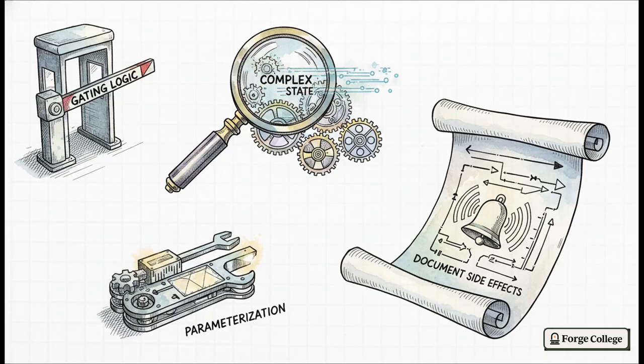3. Document all side effects clearly. If a modifier does have to change state for some reason, scream it from the rooftops in your comments. And 4, parameterize for context-specific reusability. Please don't write 10 different modifiers for 10 different numerical limits. Just write one parameterized modifier that accepts the threshold limit as an argument.